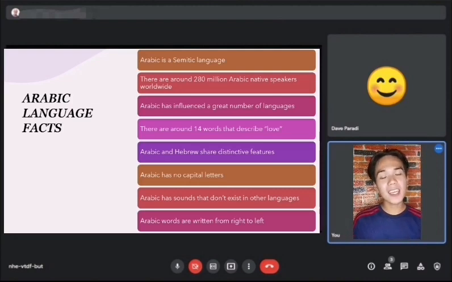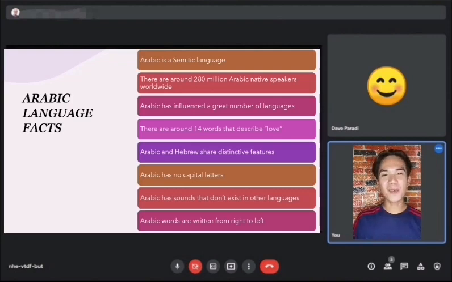So, Arabic is a Semitic language. The Arabic language originates from the Arabian Peninsula. As the Muslim world expanded, Arabic spread into North Africa and Western Asia. There are around 280 million Arabic native speakers worldwide. Arabic is an official language in 26 countries, including Algeria, Egypt, Israel along with Hebrew, Lebanon, Morocco, Saudi Arabia, Tunisia, and UAE, making it the fifth most spoken language in the world.